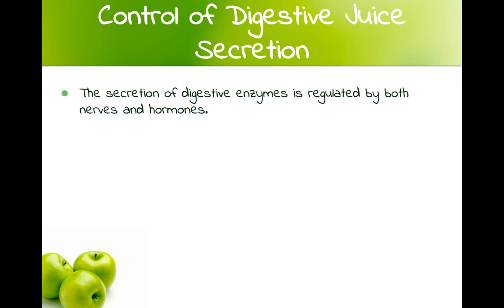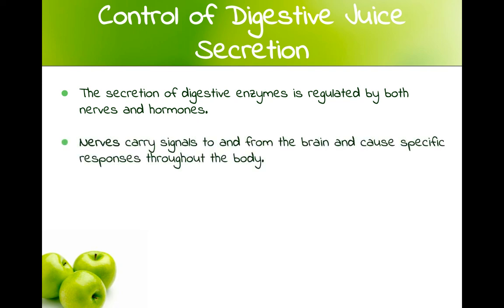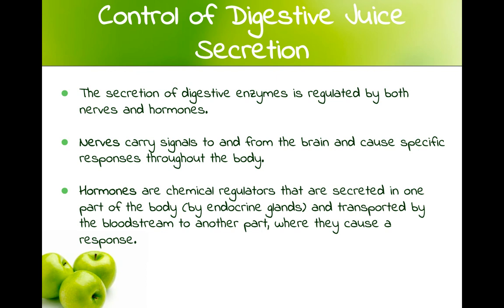We're also going to talk a little bit about how the secretion of digestive juices is controlled. The secretion is regulated by both nerves and hormones. Nerves carry signals to and from the brain, and they cause specific responses throughout the body. Hormones are chemical regulators that are secreted in one part of the body by endocrine glands, and they're transported by the bloodstream to another part where they cause a response.